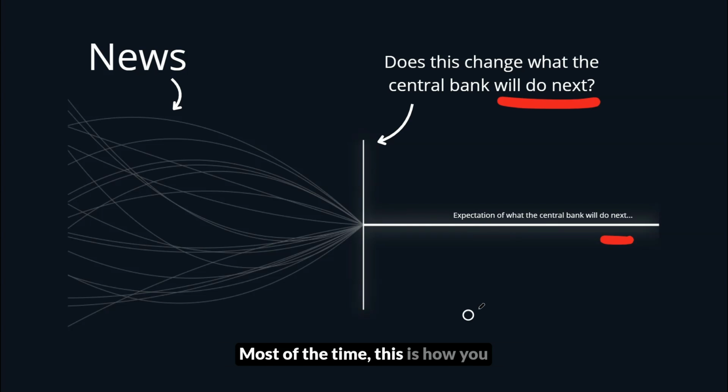Most of the time, this is how you should process economic information. When a number drops and price behaves, whatever it does, walk through the funnel. What did the market expect into the event? What did it receive? And then, does this change what the central bank will do next? Does this make a difference towards an expected rate hike, an expected cut? Or does it make a hold more likely? And so on and so forth.